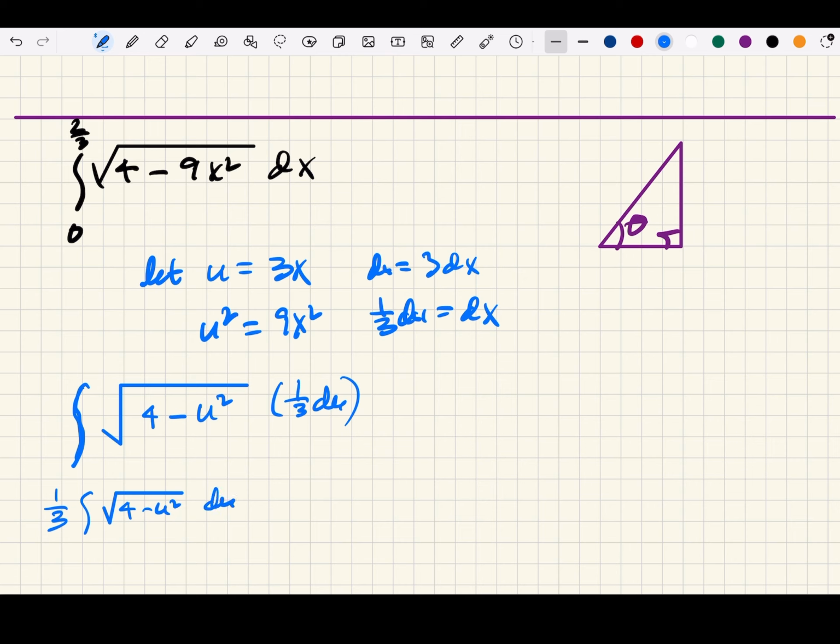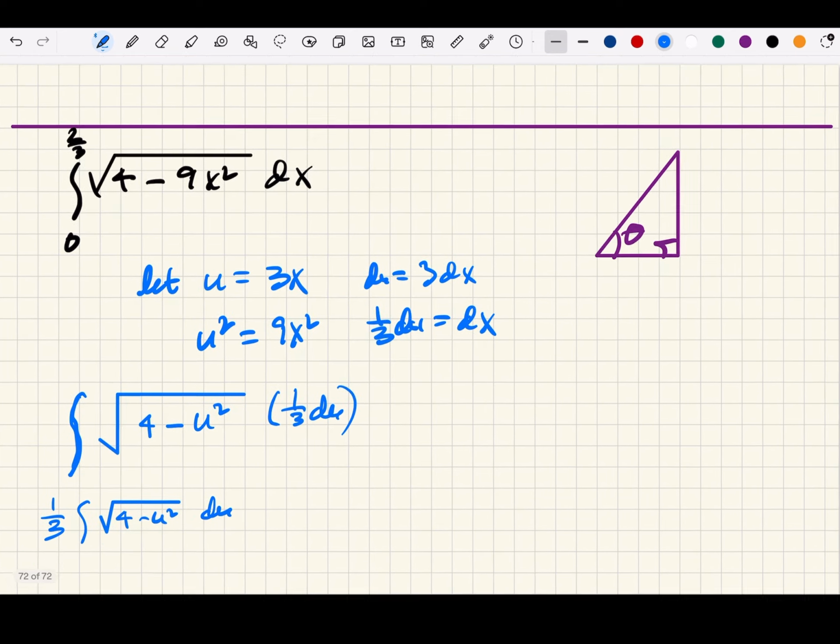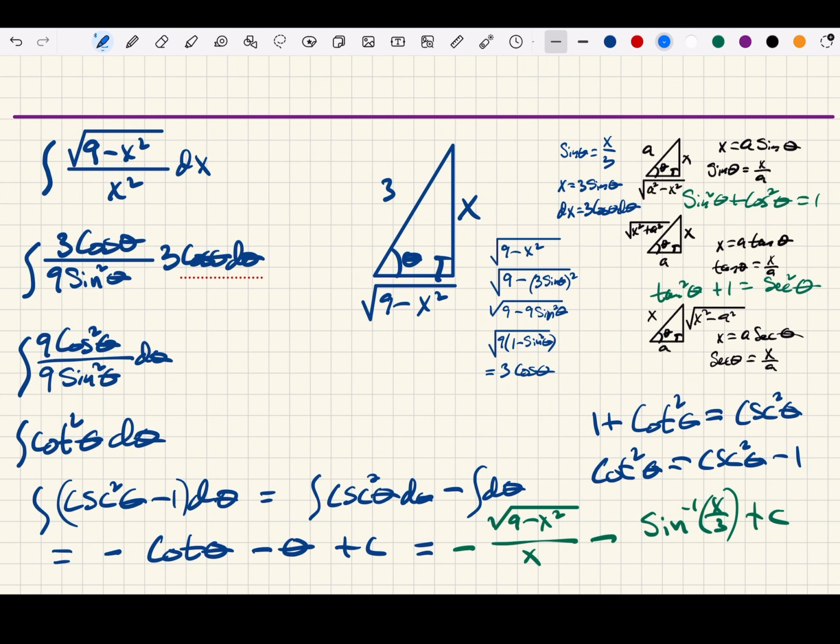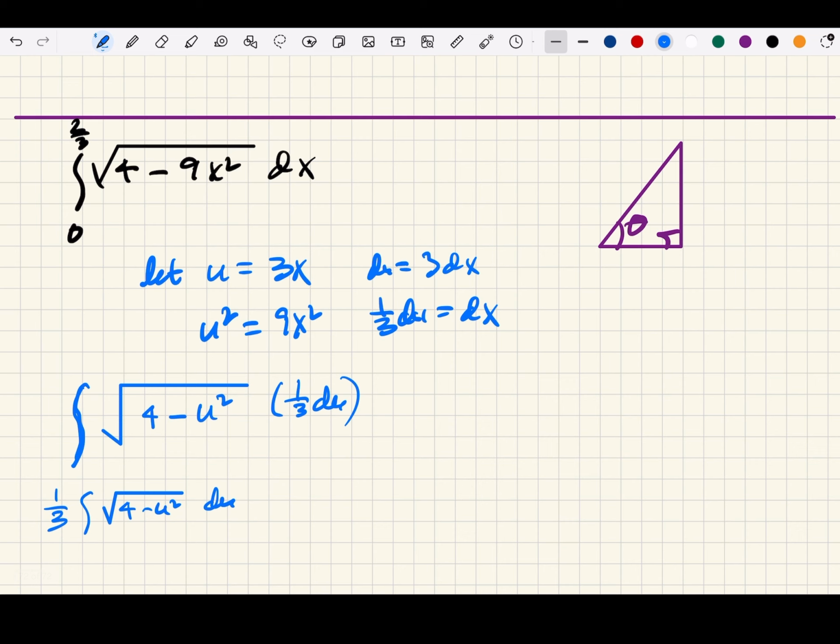Okay. So now I'm working with a u. I'm just going to have to remember that I'll have to substitute it all back at the end to get my limits of integration in there if I don't carry them along, which I don't think I'm going to do. So 4 minus u squared. Let's go back over here and look at our different cases. If I have a minus and I have the variable last, then I'm probably going to use the sine function. So let's do that.